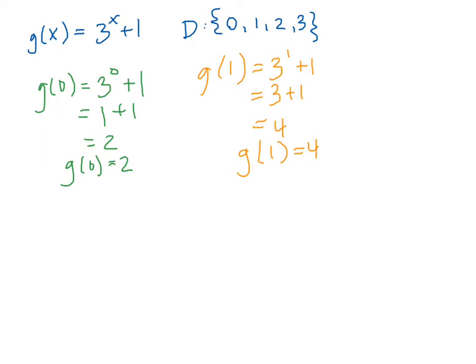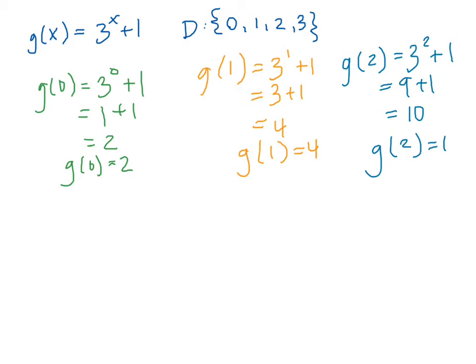Let's move on to 2. g of 2 equals 3 to the power of 2 plus 1. 3 to the power of 2 is 3 squared. So 3 times 3 is 9. 9 plus 1 is 10. So g of 2 equals 10. When 2 is the input, 10 is the output.